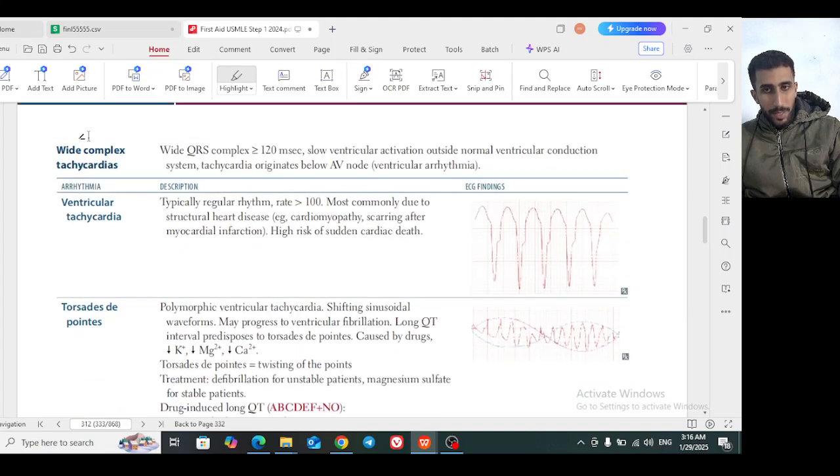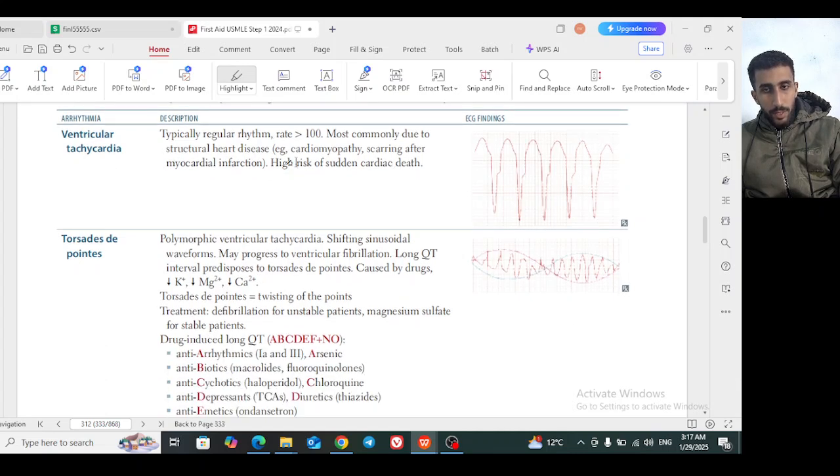For the wide complex tachycardia, this is a different kind of story. Remember, in the narrow complex, it was less than 120, so here it is more than 120. You see how wide this complex is, more than 3 small squares, and the defect here is below the AV node. So there is slow ventricular activation outside the normal conduction system, and the tachycardia originates below the AV node. So this is ventricular tachycardia, a very famous arrhythmia.